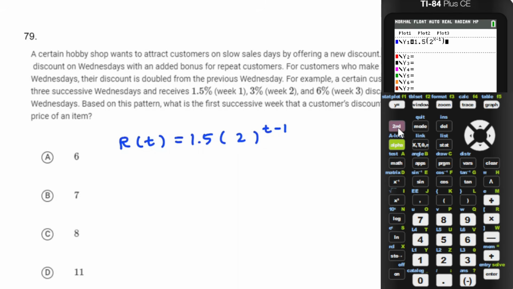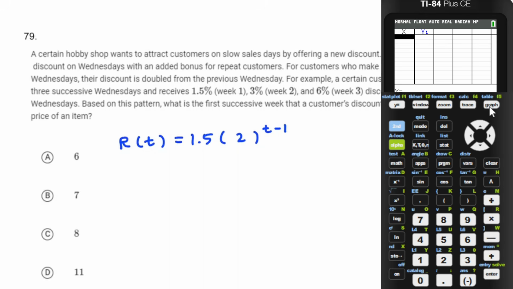And I'm going to use the table. I'm actually going to have it ask me for the independent variable. I really prefer to use the table that way. But if you wanted to start at 0 and just scroll through it, you could. I do not want to graph. All right, I want the table. I'm just going to type in 6. Okay, not sure why I didn't like that.